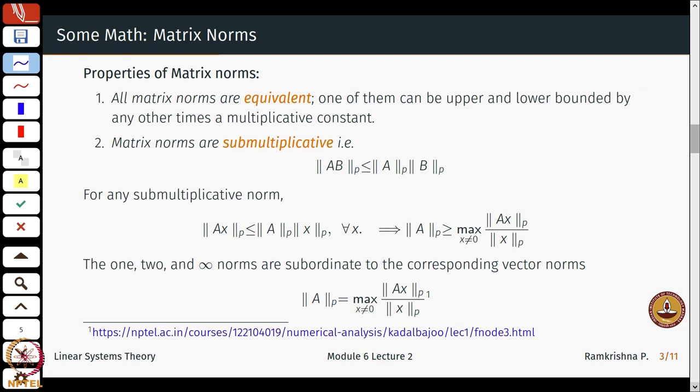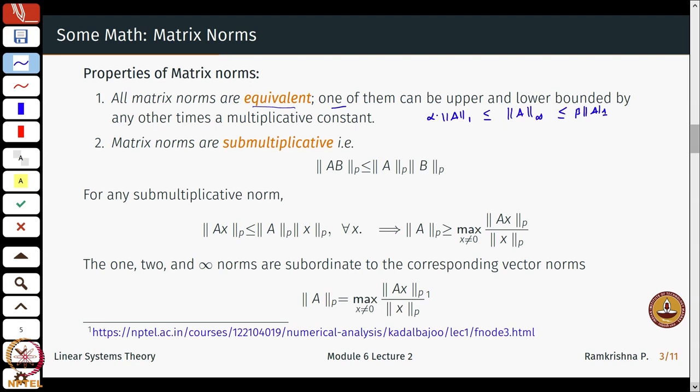Okay, so what are the properties of norms defined on a vector space that will translate to norms on matrices? Well, one thing is obvious, that all norms are equivalent, like we proved in the vector space case. What does it mean by equivalence? That one of them can be upper and lower bounded by any other times a multiplicative constant. Say the one norm can be upper bounded and lower bounded by the infinity norm with some numbers alpha and beta here.